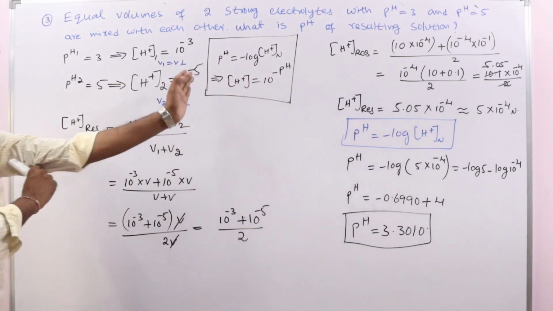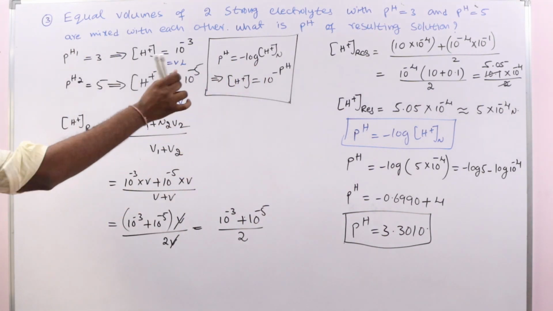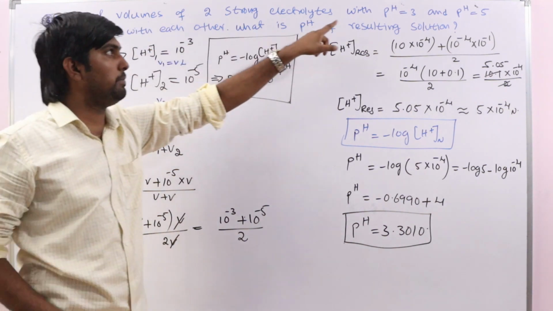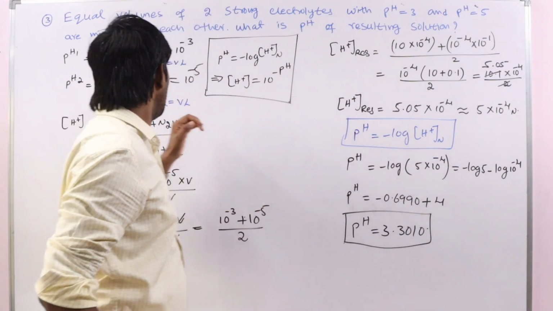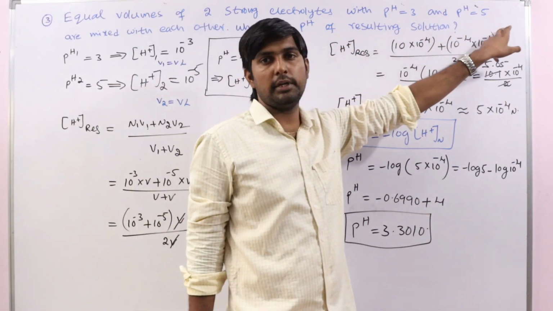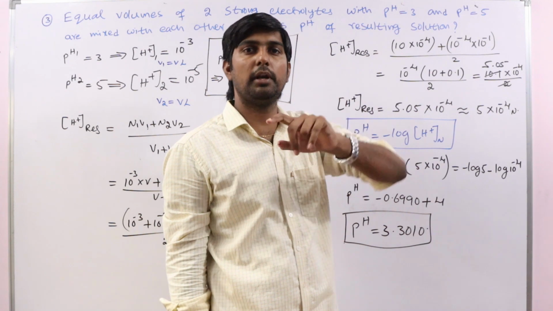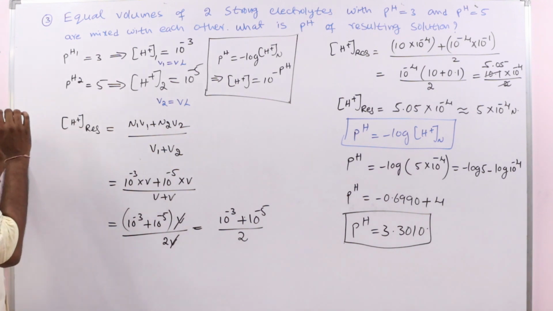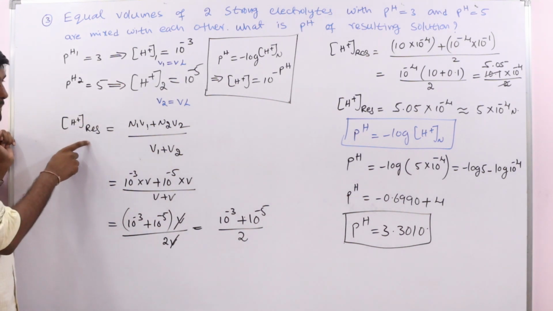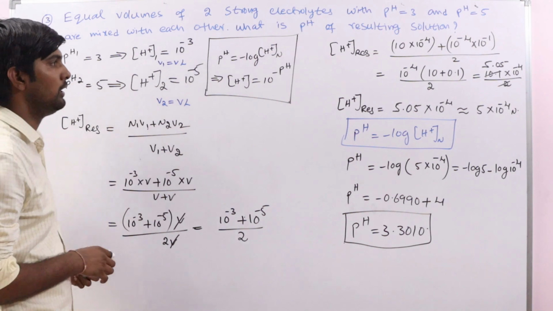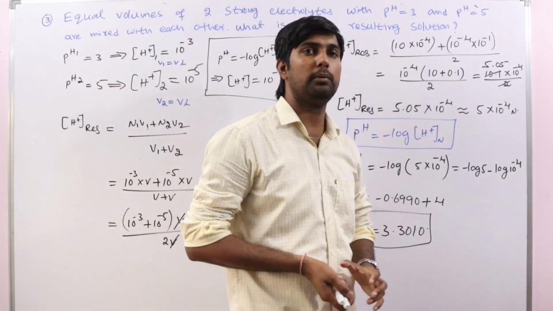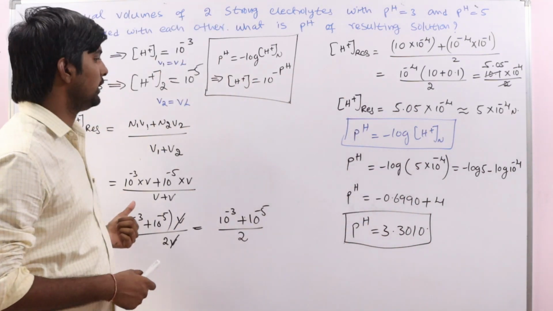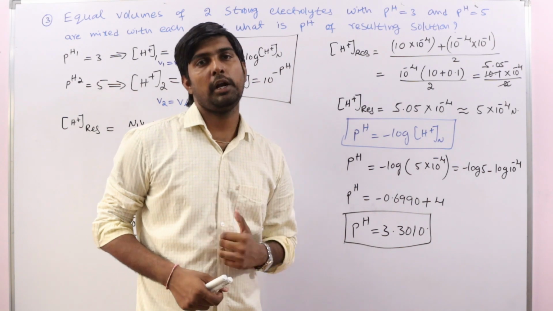So here, very simple. First find the H plus ion concentrations from the given pH. Okay, this we are doing when both are acids or both are bases. If one is acid and one is base, then that is different. That also we already discussed in the concept. Then find the resultant H plus ion concentration by using this relation. After that we substitute in the formula. So this is the normal procedure for how we can calculate pH for the resulting solution.